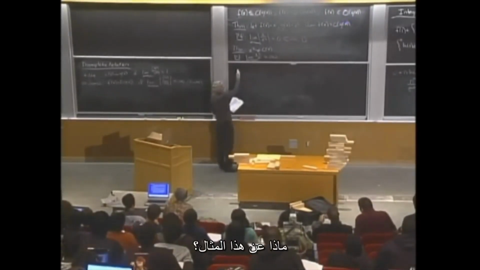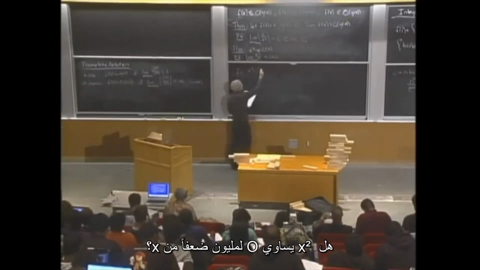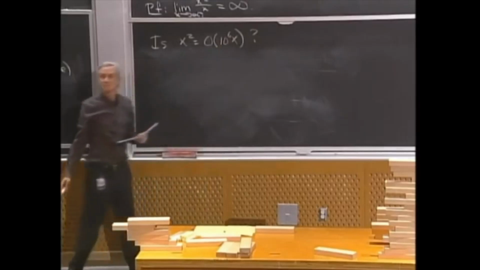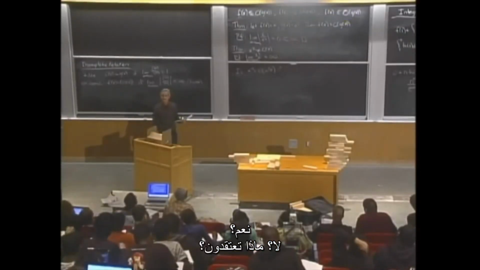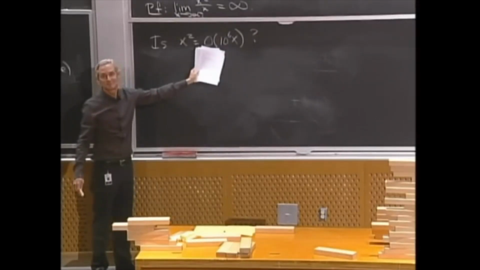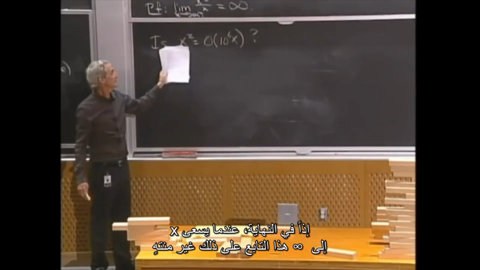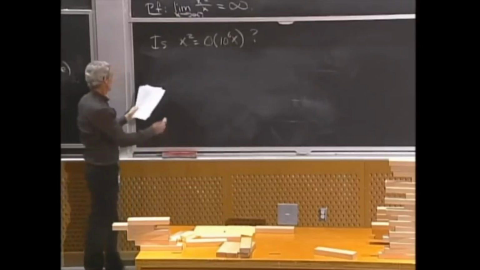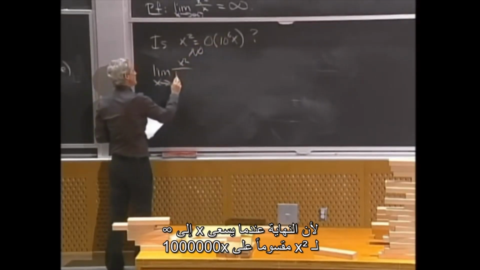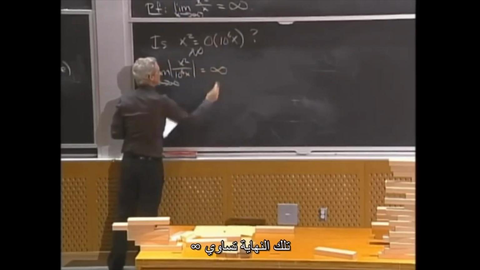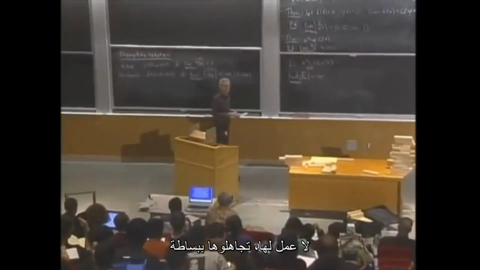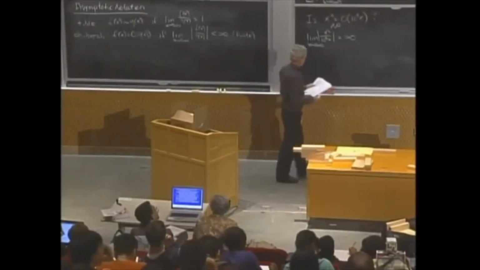All right, what about this? Is x squared O of 1,000,000 times x? Yes? No? What do you think? This looks pretty darn big, but that's a constant. So in the limit as x goes to infinity, this over that is infinite. So no, because the limit as x goes to infinity of x squared over 10 to the 6x equals infinity. All right, so the thing with big O notation is you just ignore constant factors. They don't do anything. Just forget about them.